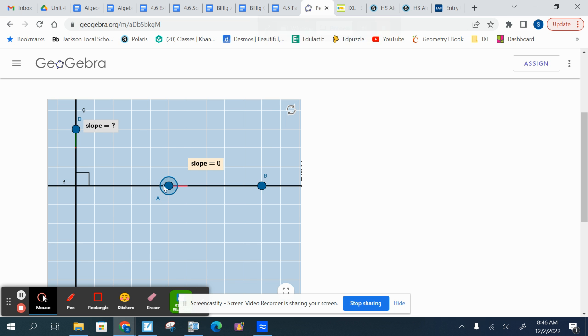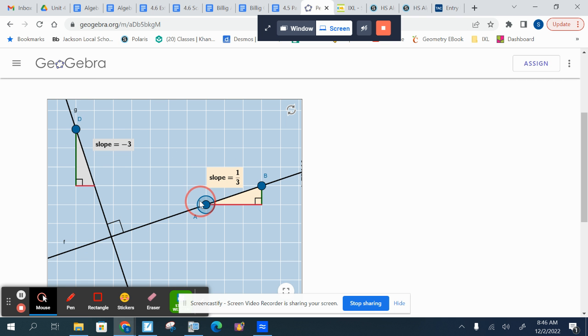The slope is 0, but what's the slope of this line? Undefined. So a horizontal and vertical line are perpendicular to each other, right? That makes sense. The x and y axis are perpendicular to each other.